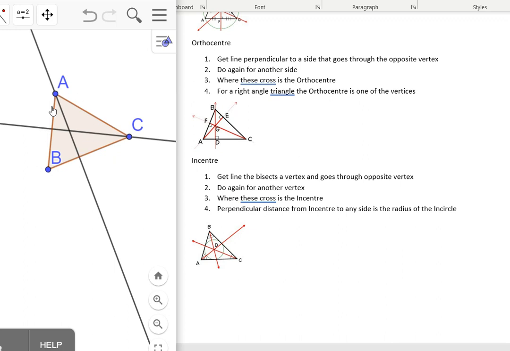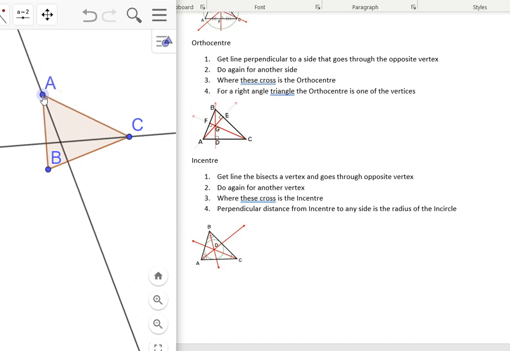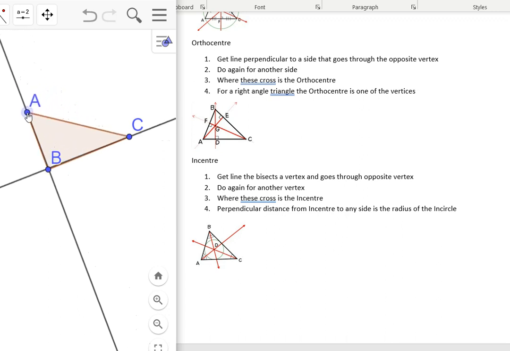Now, this has come up on the exams. One of the things you can figure out is, when you are doing your calculations and you find where these two lines cross, if your orthocenter is one of the vertices of your triangle, that means that you have a right angle triangle. So if your orthocenter ends up being on one of your points, you have a right angle triangle. This can be a useful fact to keep in mind if you're doing exam style questions.